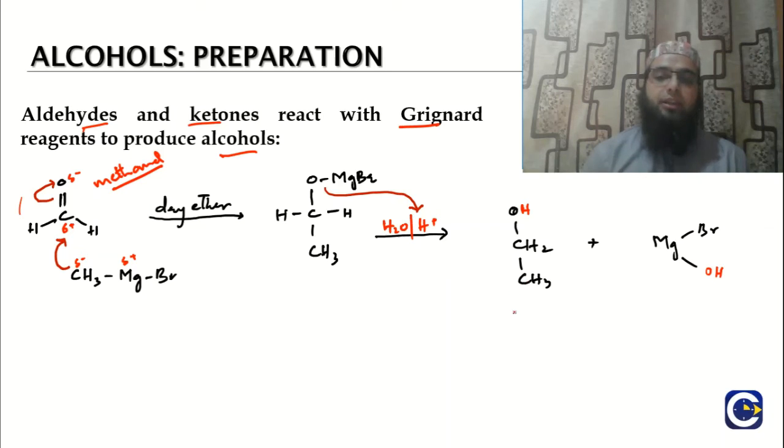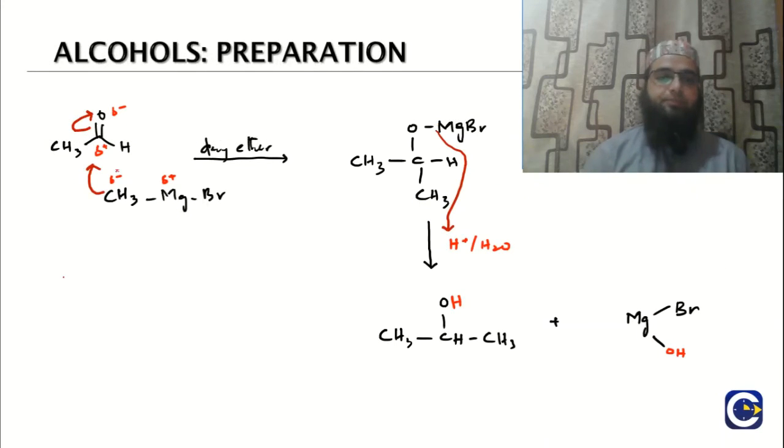The type of alcohol we get here is the primary alcohol, a 1 degree alcohol. So the reaction of methanal with the Grignard reagent gives us the primary alcohol. We can take another example here.